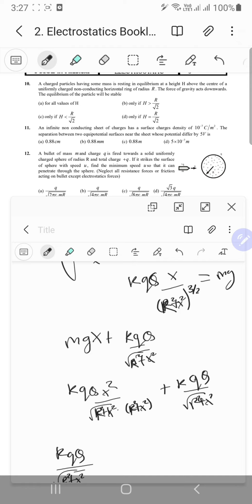The equilibrium of the particle will be stable. I mean, you still have that potential energy, mgh. It depends on the mass, obviously, and also the charge. We cannot just say that it will be minimum at this particular point. So for all values of h, I don't think so. I mean, okay, if it goes down a little bit, will it experience more force? Yes, it will.